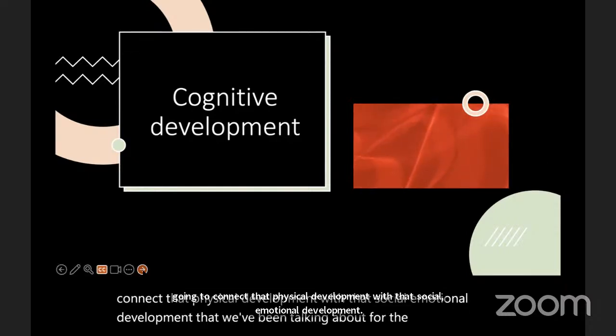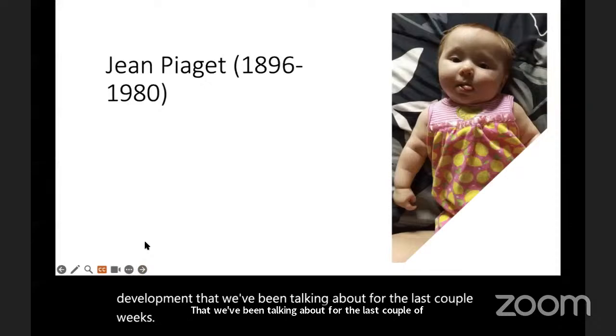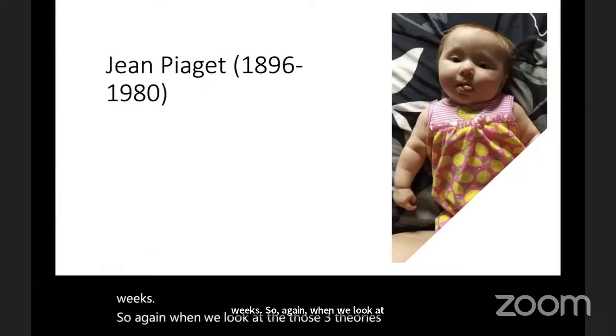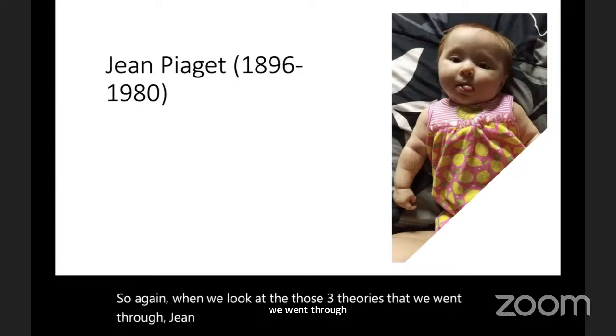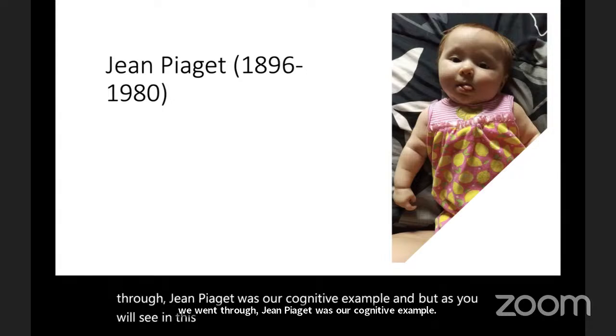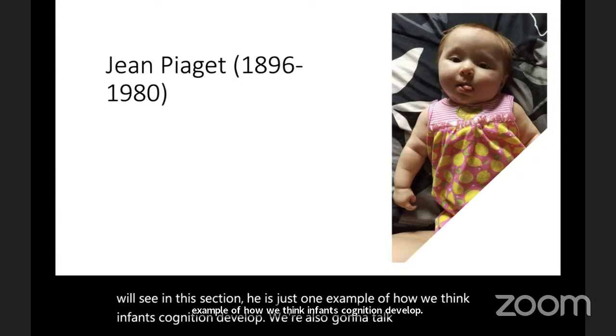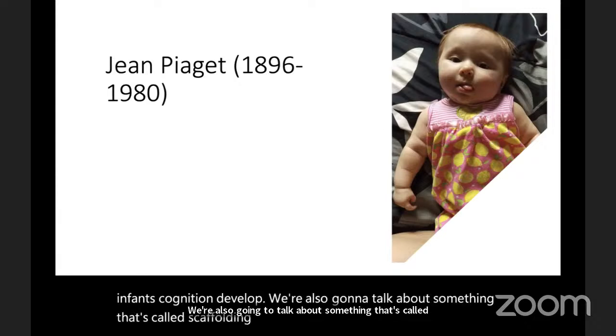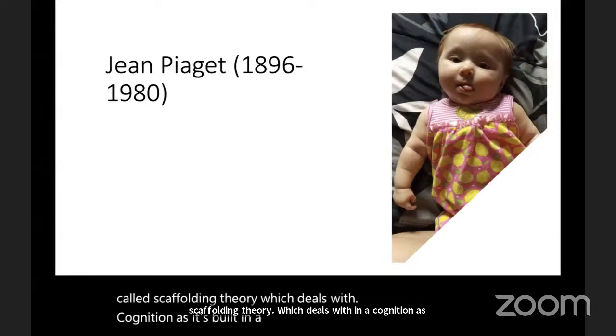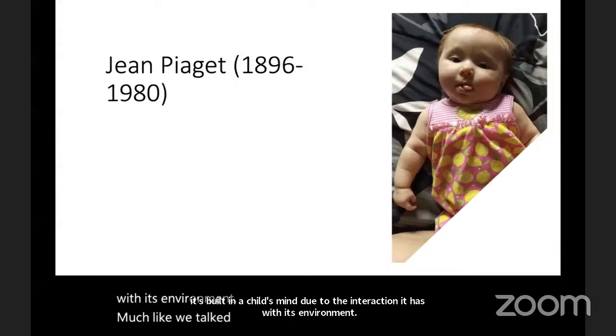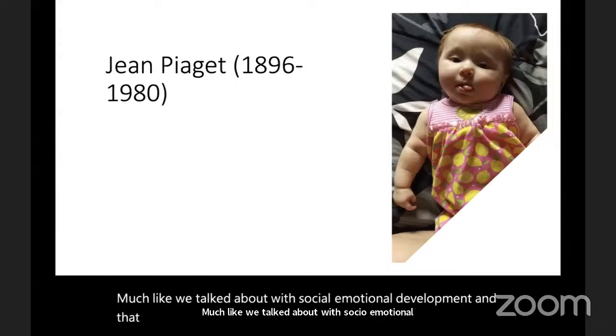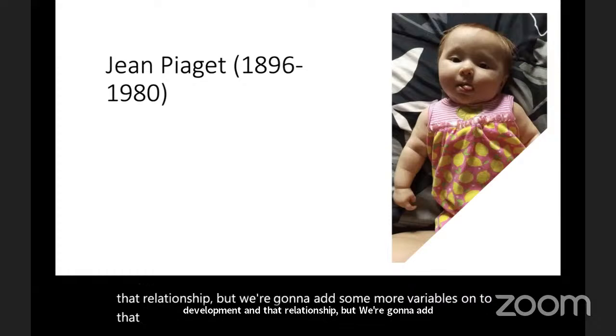last couple of weeks. So again, when we look at those three theories that we went through, Jean Piaget was our cognitive example. But as you will see in this section, he is just one example of how we think infants' cognition develops. We're also going to talk about something called scaffolding theory, which deals with cognition as it's built in a child's mind due to the interaction it has with its environment, much like we talked about with socio-emotional development and that relationship. But we're going to add some more variables onto that when we're talking about cognition.